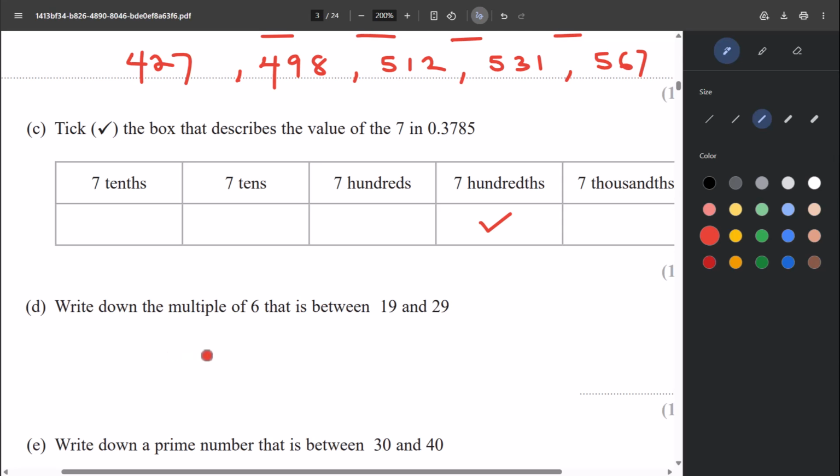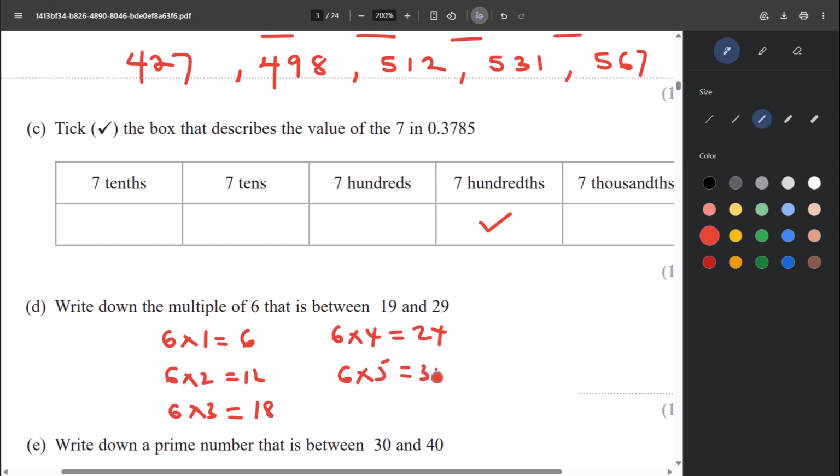Write down the multiple of 6 that is between 19 and 29. Now let's look at the multiples of 6. First of all, 6 times 1 is 6, 6 times 2 is 12, 6 times 3 is 18, 6 times 4 is 24, and 6 times 5 is 30. Of course, we can look at other multiples of 6, but I want to start at 30 because we're looking at numbers between 19 and 29.